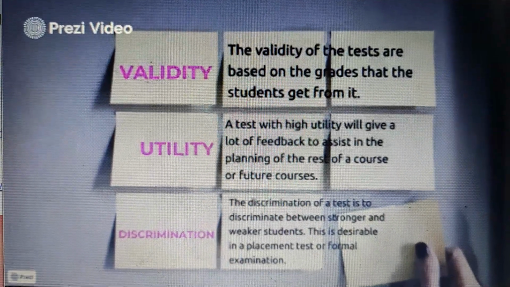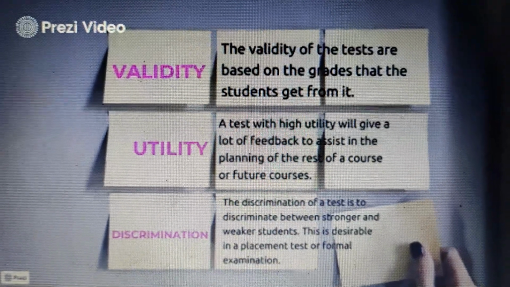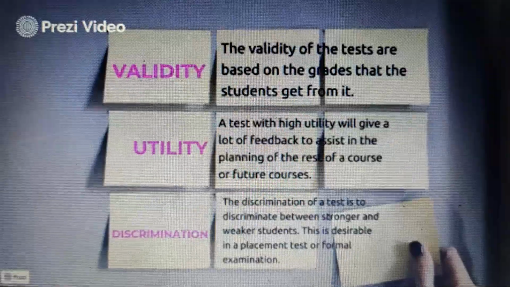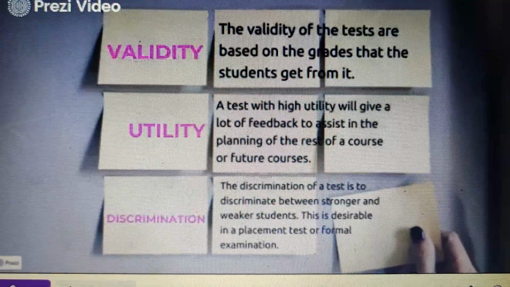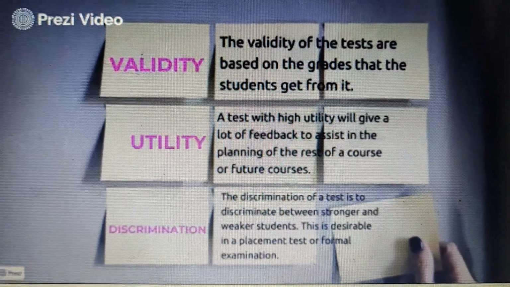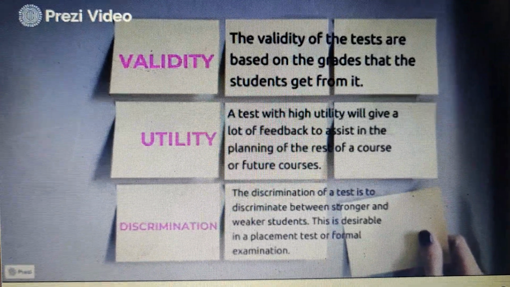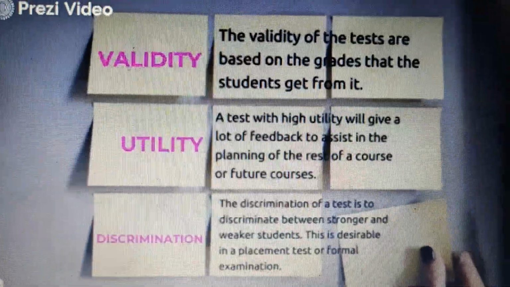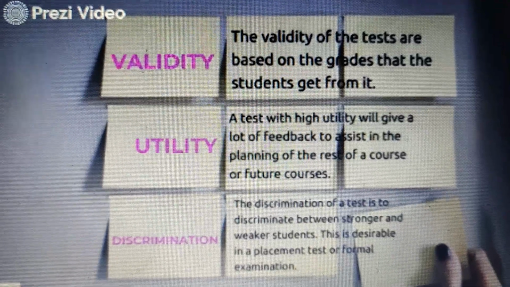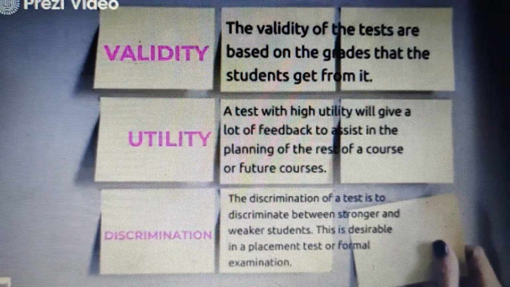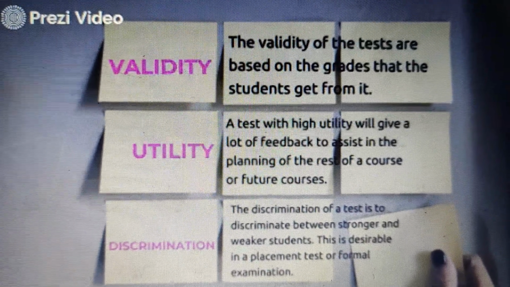Okay. Now we have the validity, the utility, and the discrimination. The validity of the test is based on the grades that the students get from it. So, is the test valid? The students are getting good grades. The utility of the test, which with high utility, will give a lot of feedback to assist in the planning for the rest of the course or future courses. Is it good? Was it a good test? What kind of things can I also include sometimes in another planning, different things, different questions.